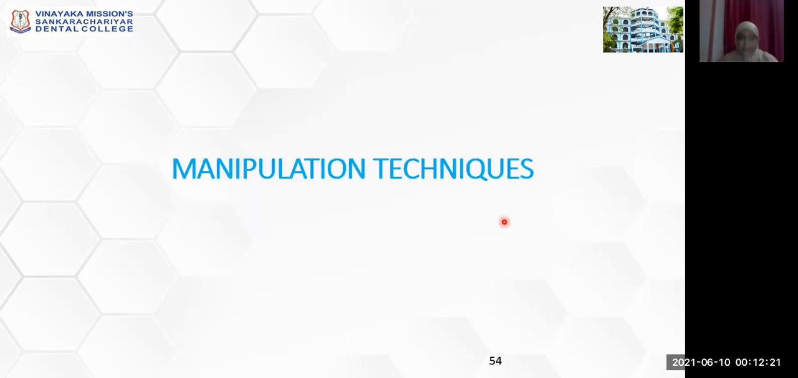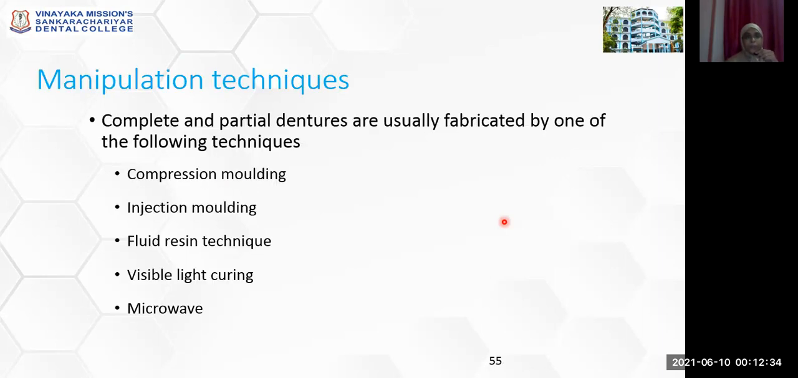Now let us see the manipulation techniques. I told you there are different types of resins, and these resins you can also manipulate differently, using different manipulation techniques, and we'll see about each. Broadly speaking, you can classify this manipulation based on the techniques. You have compression molding, injection molding, fluid resin technique, visible light curing, and then you also have microwave.